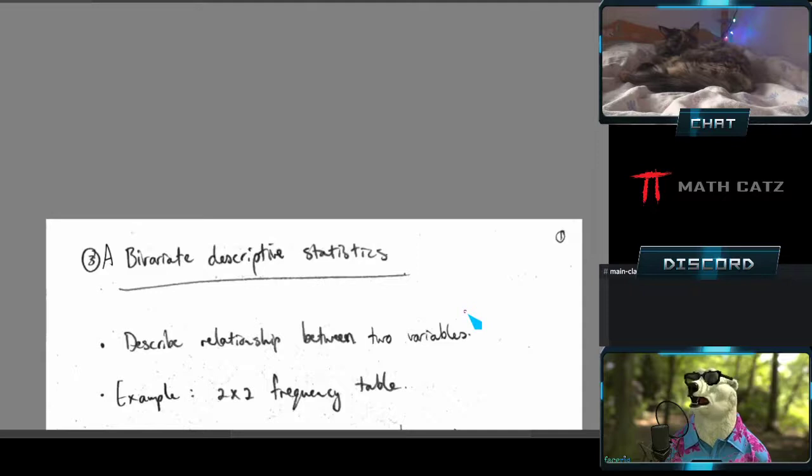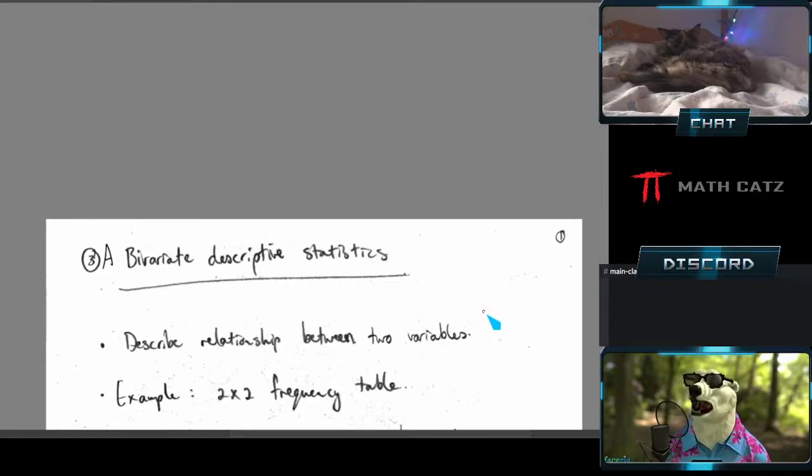In this next topic, we are going to look at what we call bivariate descriptive statistics. Such a scary word. All we're doing is investigating the relationship, or rather describing the relationship between two variables. The investigation will feature this topic.